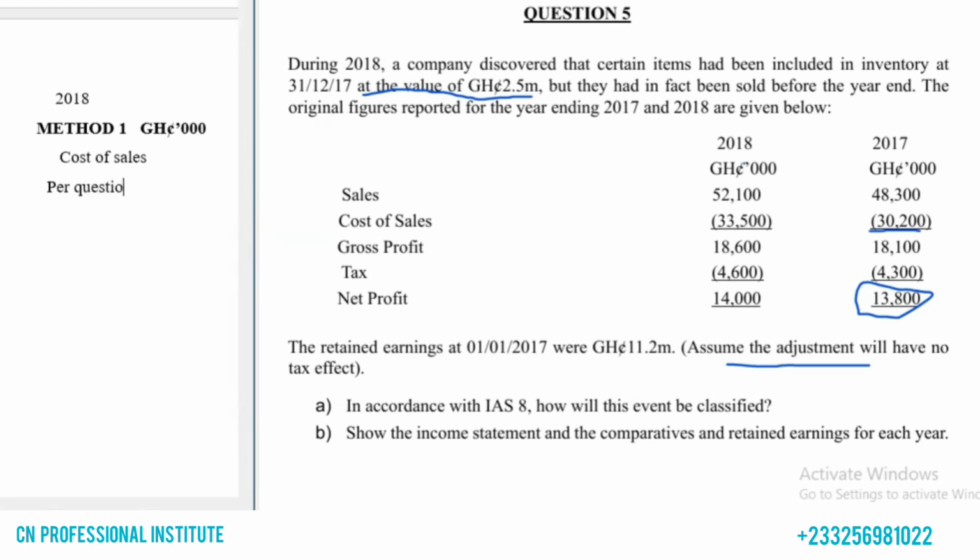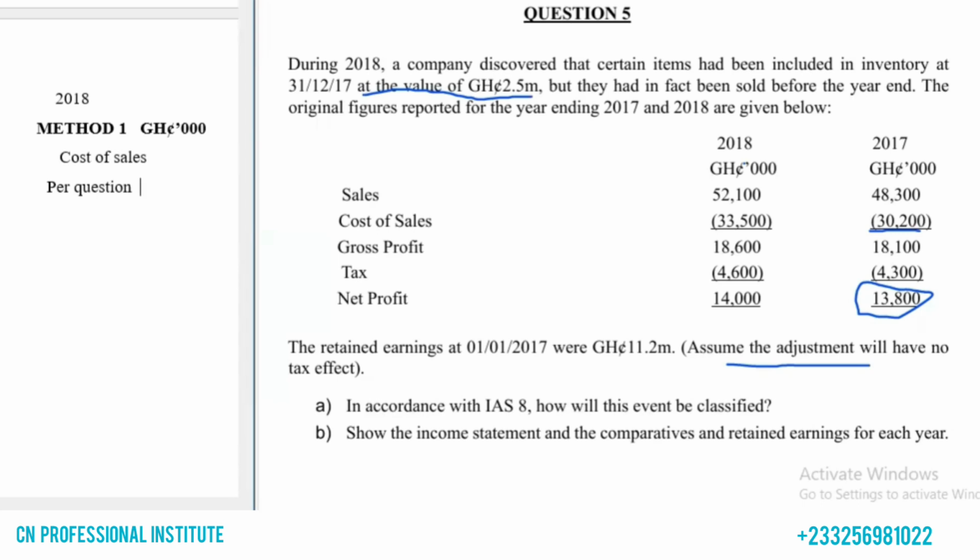So per question, we are back to 2018 now. We said the closing inventory of 2017 becomes the opening for 2018. And when closing inventory has an error, it affects the opening inventory. In 2017, we overestimated our closing inventory by 2.5 million, so the opening balance of 2018 will also be affected by the error. So in 2018, we have an overestimation of opening inventory.